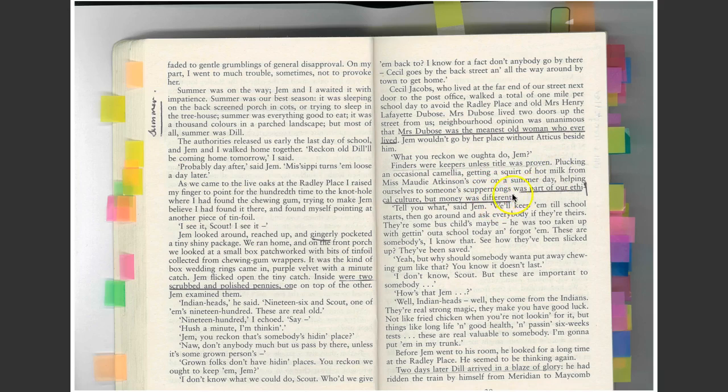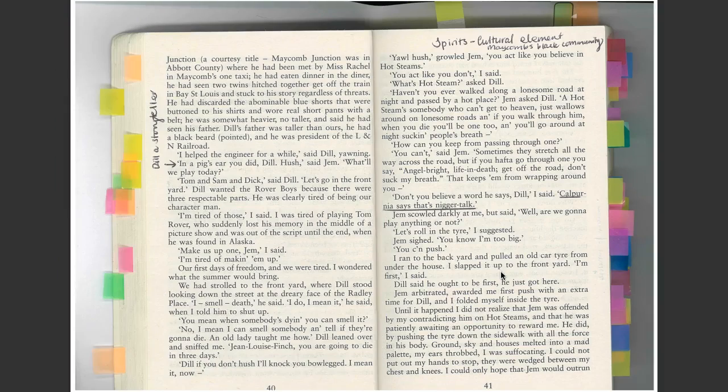This little bit here is the ethics of the children. It says "finders were keepers unless title was proven," which means unless ownership was proven. "Plucking an occasional camellia, getting a squirt of hot milk from Miss Maudie Atkinson's cow on a summer day, helping ourselves to someone's scuppernongs was part of our ethical culture, but money was different." So these seemingly insignificant steals that they're taking part in are not that important. They're acceptable, but for them, money is different, and you needed to return it. For example, these scrubbed and polished pennies, but they don't know who to return them to, so they're not sure.